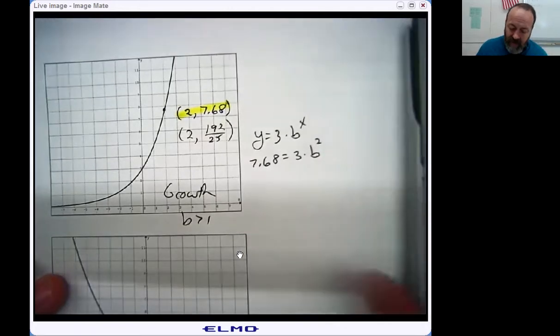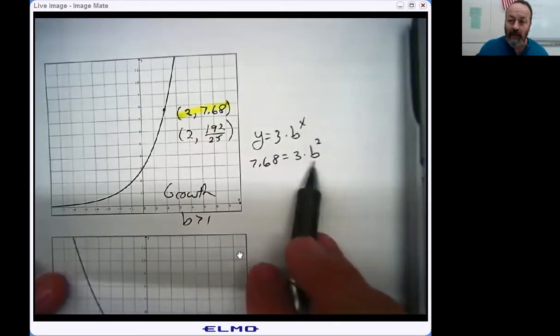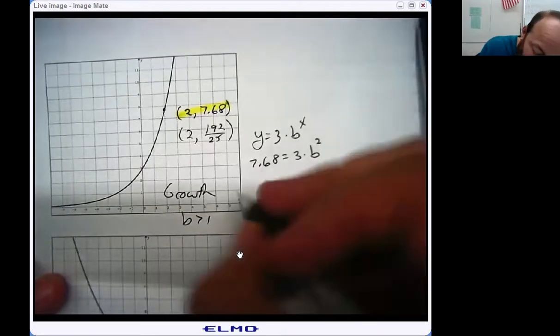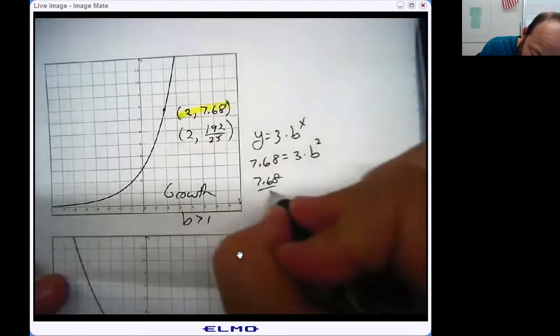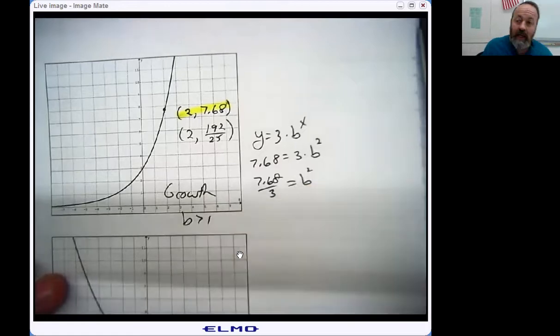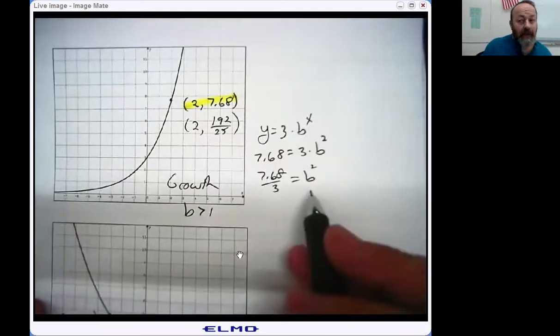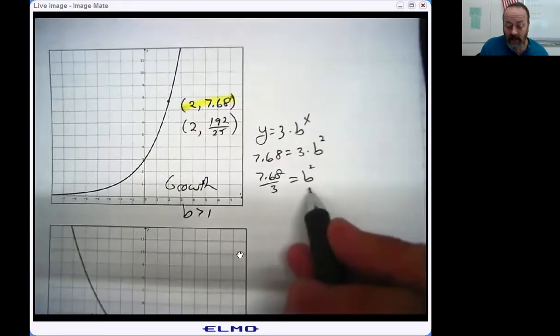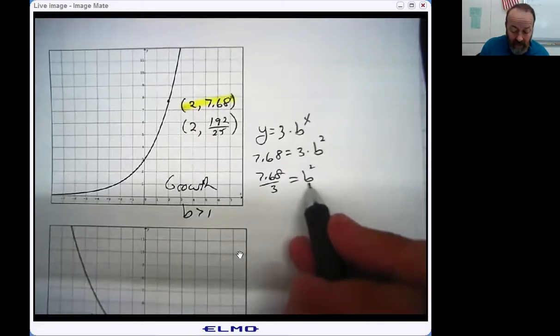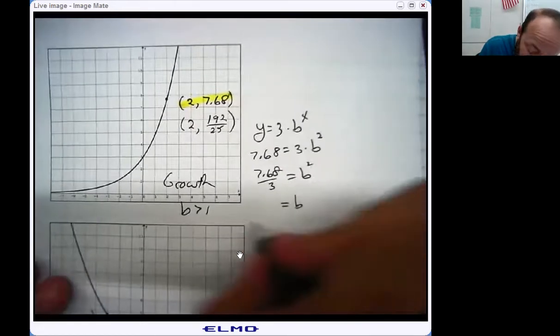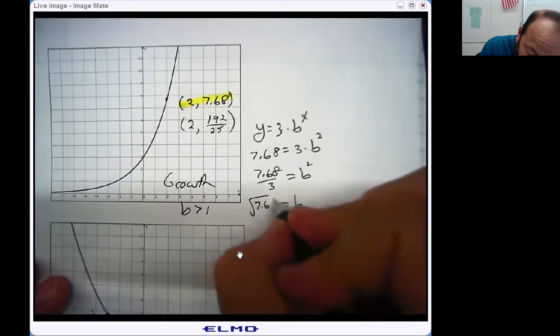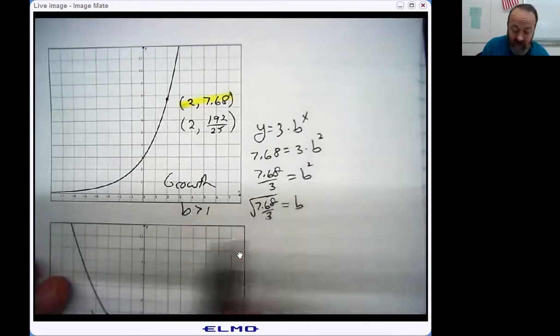So if I wanted to solve this thing for b, all I would want to do is take 7.68 and divide it by 3. And again, I'm going to take a square root. And normally I would put a plus or minus, but I'm not going to do that here because remember we said b had to be positive. So b is whatever the world 7.68 over 3 is. But I do know it better be above 1. So let's find out what that is.